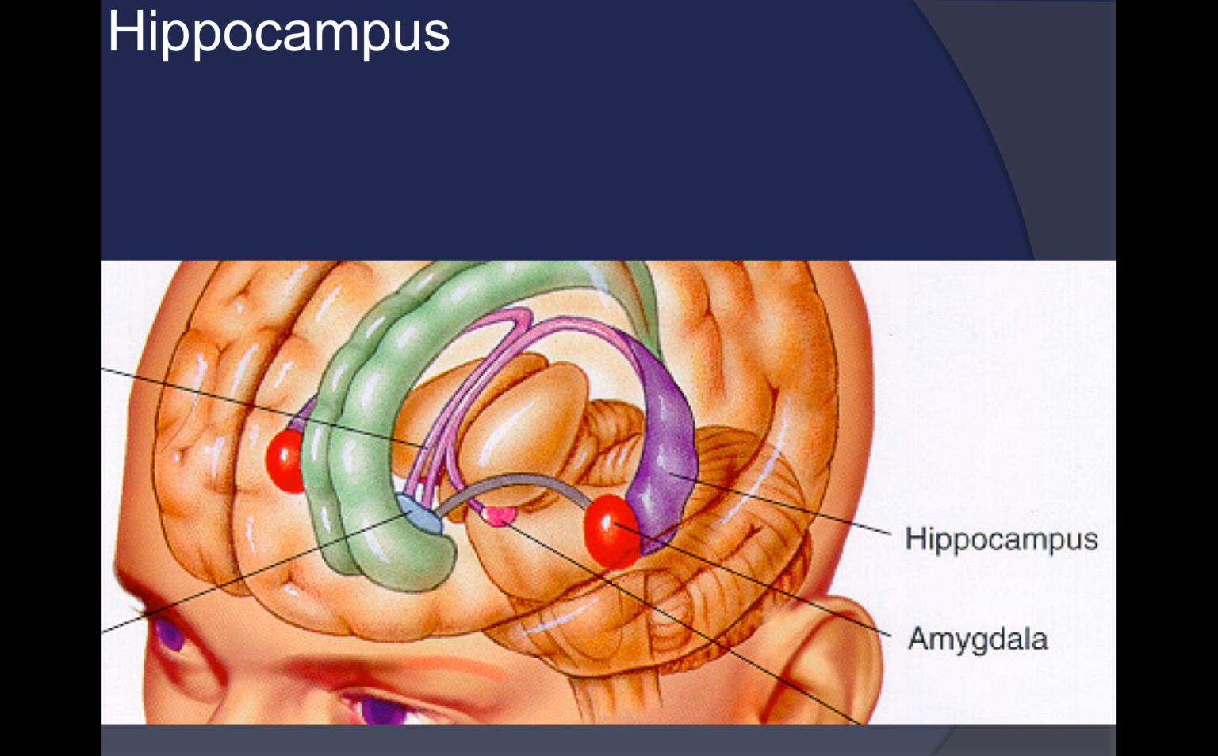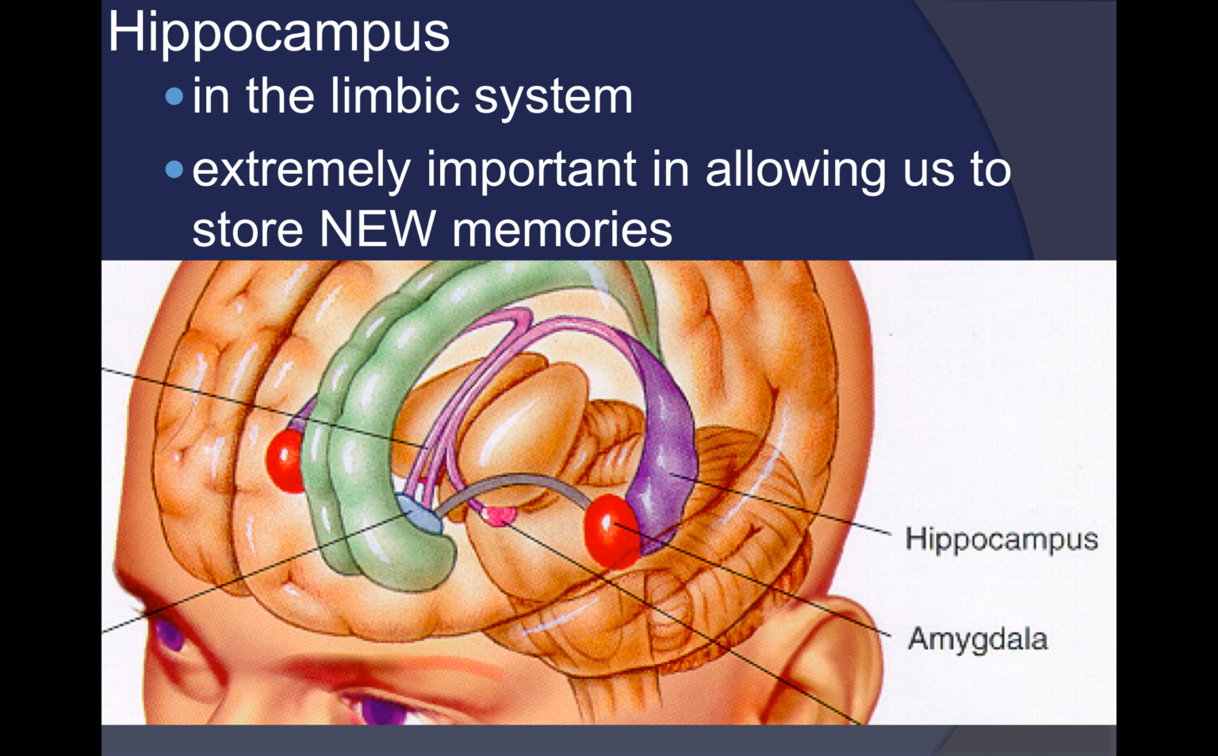Now we're bumping up to a different level. The hippocampus, if you recall from Chapter 2, is a deep brain, older structure, and the hippocampus is in the limbic system. It's extremely important in allowing us to store new memories, and I could talk about it all day, but there's nothing like seeing what happens when there's hippocampal damage.